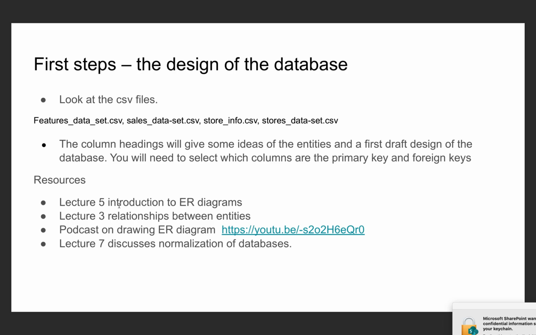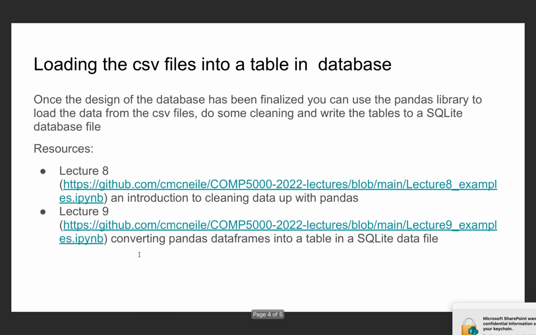So we discussed in lecture 5 entity relationship diagrams, and we also in lecture 3 discussed relationships between entities, many to one and one to many. There's also a podcast on drawing entity relationship diagrams, and in lecture 7 we discussed the important issues of normalization of databases, because in the coursework I ask you to normalize it to the 3NF form. Okay, so that gives you the design document with an entity relationship diagram.